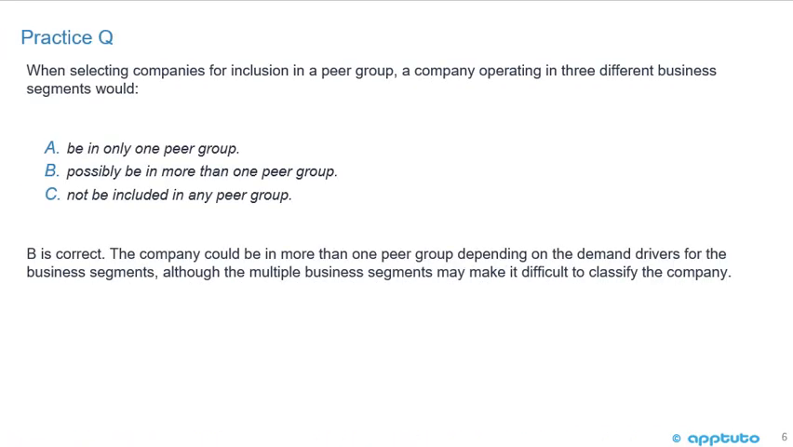B is correct. The company could be in more than one peer group depending on the demand drivers for the business segments, although the multiple business segments may make it difficult to classify the company.